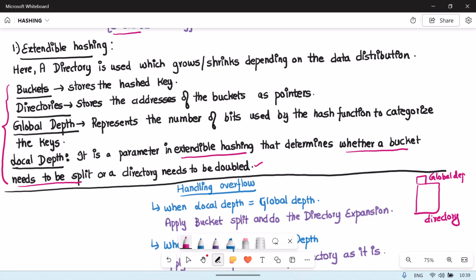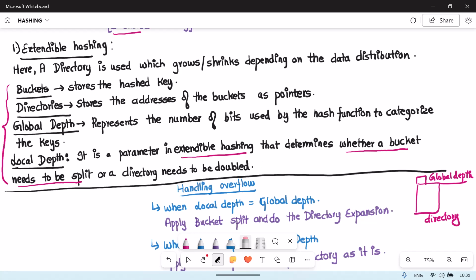Global depth associated. So let me read out what these directories are. Directories are used to store the addresses of the buckets as pointers. They are used for storing the addresses. Whereas global depth represents the number of bits used by the hash function to categorize the keys. When I read these definitions, you might have some confusion, so we will do this as an example.